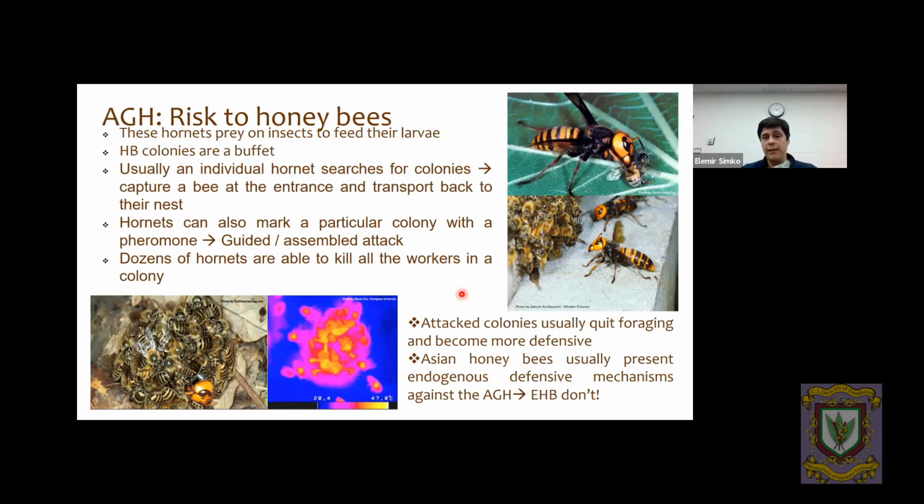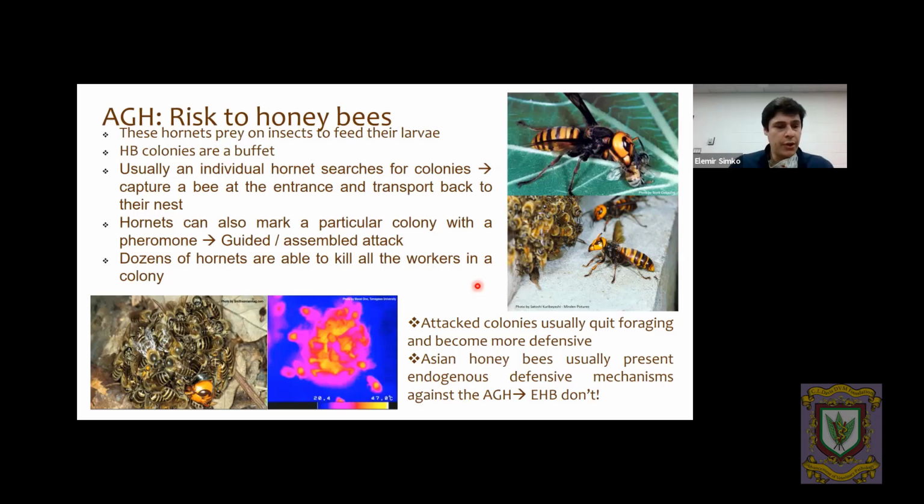There are records that when this kind of attack happens, for example, dozens of hornets are able to kill an entire colony in less than 24 hours. Even when the colonies are not completely destroyed, and only 1 or 2 bees are removed from the hive, most frequently the hive quits foraging. They focus on the defense of the hive. And also they become very aggressive, very defensive. So opening hives when you have wasps around can be quite painful.